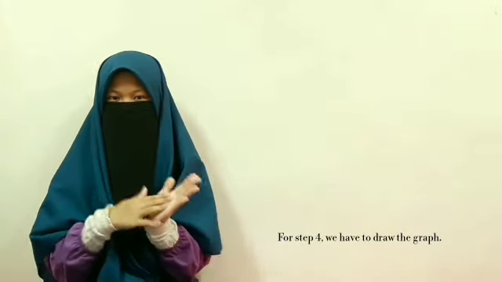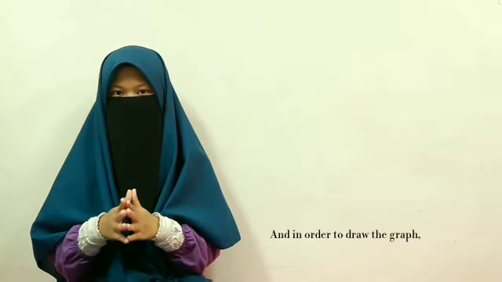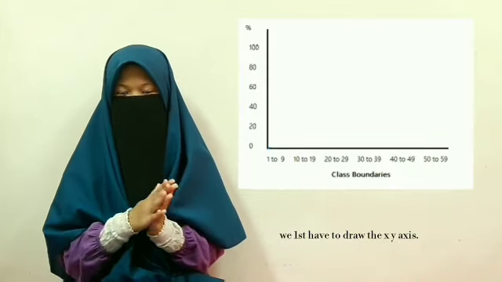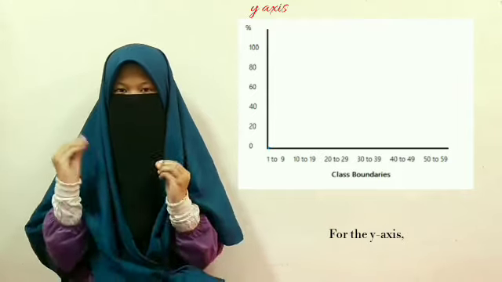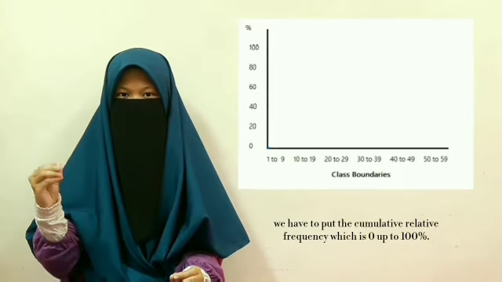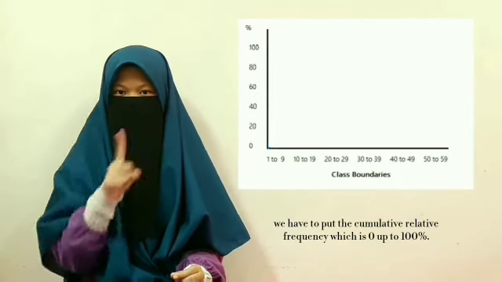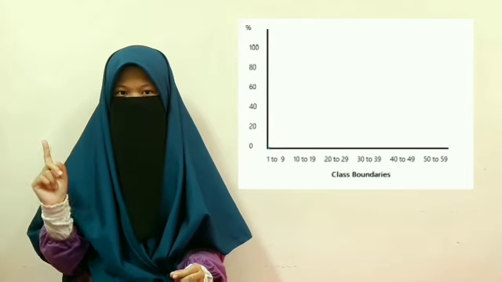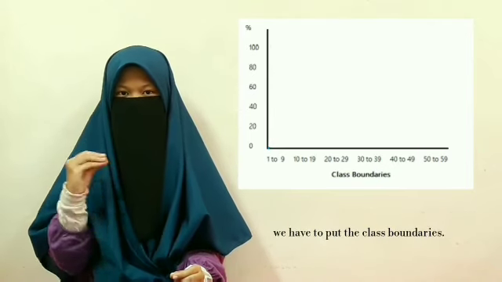Now we are on to step 4. For step 4, we have to draw the graph. In order to draw the graph, we first have to draw the XY axis. For the y-axis, we put the cumulative relative frequency, which is 0 up to 100%. And as for the x-axis, we put the class boundaries.